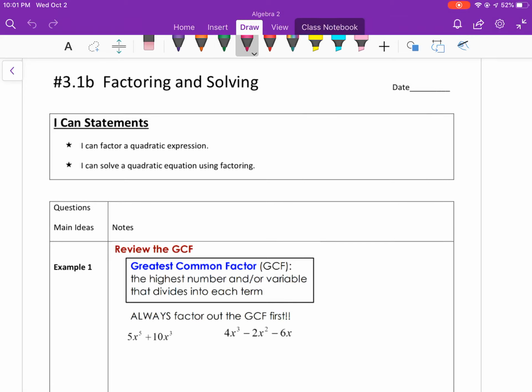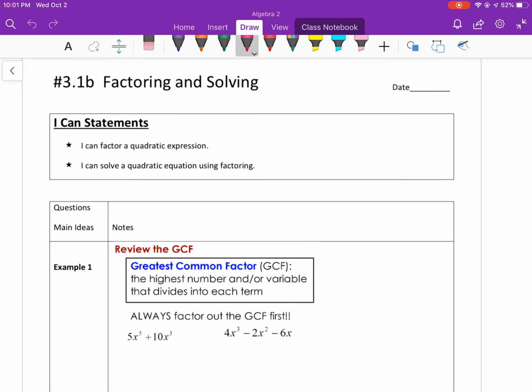Hey class, this video is on factoring and solving 3.1b. If you haven't taken notes on 3.1a yet, you're going to want to stop and go back, and that one's in more detail about factoring. This one's going to be focusing more on the solving.